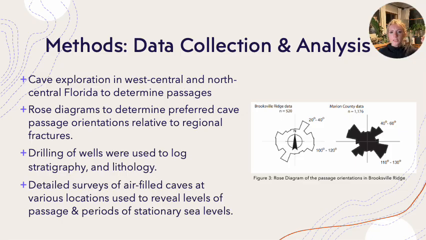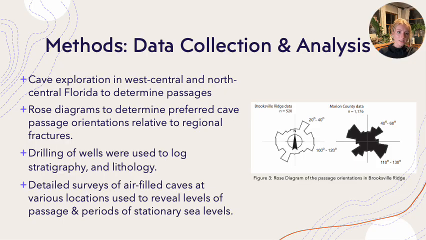Cave exploration and detailed surveys of air-filled caves at various locations helped reveal information on the passages and levels of passages within the area, as well as periods of stationary sea levels. These cave surveys mapped passage dimensions and elevations across many caves, including Brooksville Ridge and Warren Cave. Rose diagrams were used to determine the preferred cave passage orientations relative to the regional fractures. This information was collectively used to help define the distinguishing characteristics of the geology and hydrology of this region, as well as understanding the influence of sea level change on the karst environment.